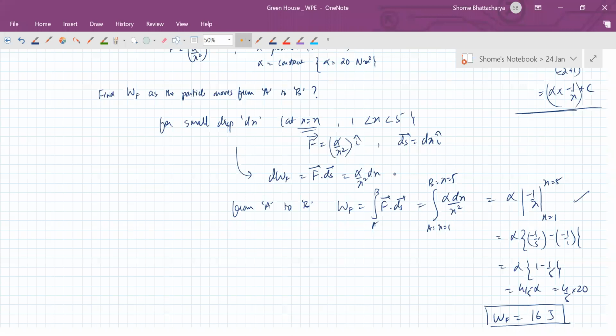So while doing these types of integrations, you have to be very, very careful with the algebraic sign and with the substitution of limits. Take your time and make sure each and every step is done correctly.